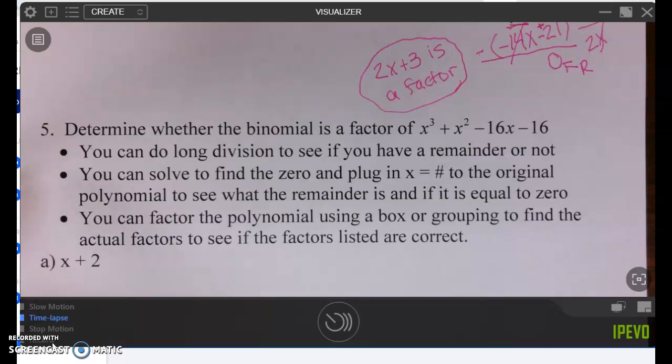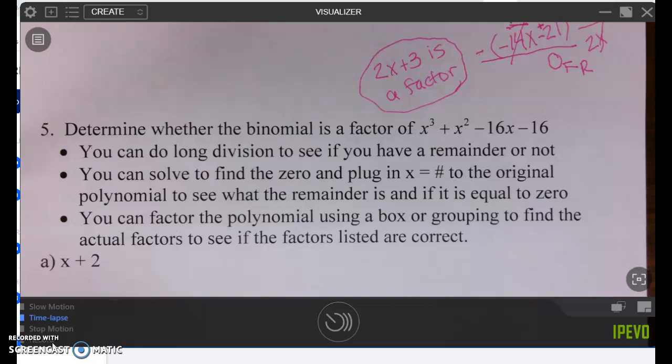Your second option is to use the remainder theorem. So you can find the 0 by plugging in x equals whatever 0 you get to the original polynomial to see what the remainder is, and to see if it's equal to 0. That's going to be your fastest method. And your third option is to actually factor the polynomial using a box or grouping, if it'll factor, and see what the actual factors are.